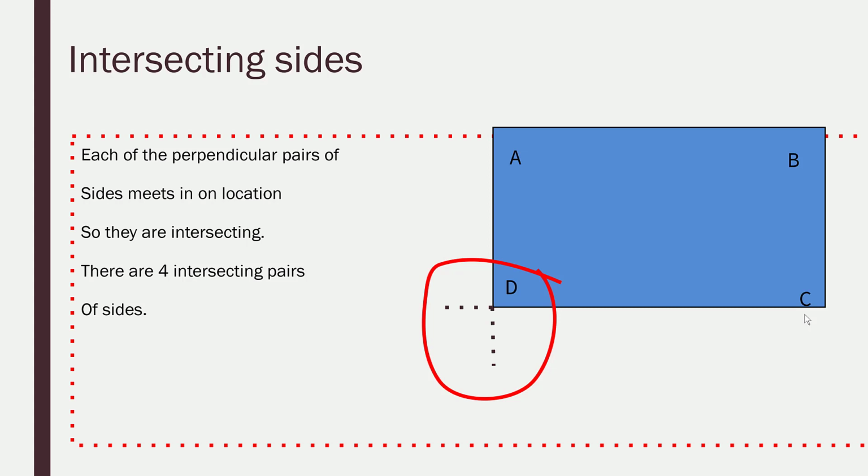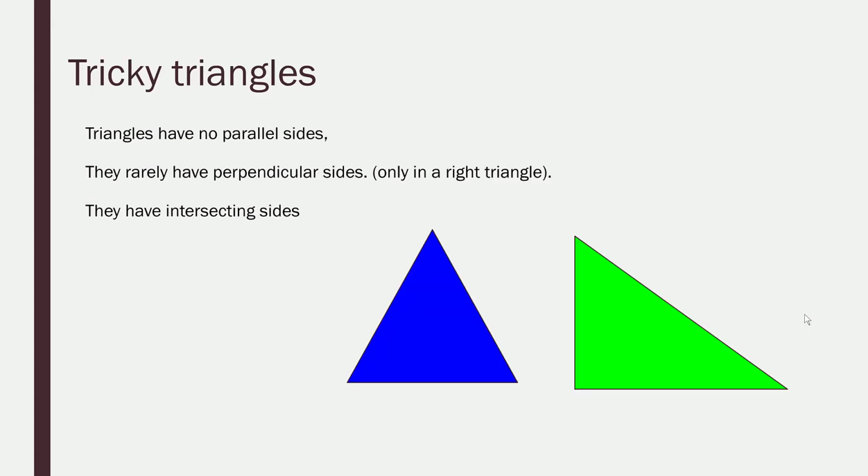Intersecting sides. Now, some shapes will have intersecting sides that are not perpendicular. We know about those, right? But in a rectangle, in general, you're going to have intersecting sides that are perpendicular. So each of these perpendicular sides meets in one location, and that means that they are intersecting. And there are four intersecting pairs of sides in a rectangle. However, in some shapes, like these tricky triangles, they are intersecting, however, they are not perpendicular.